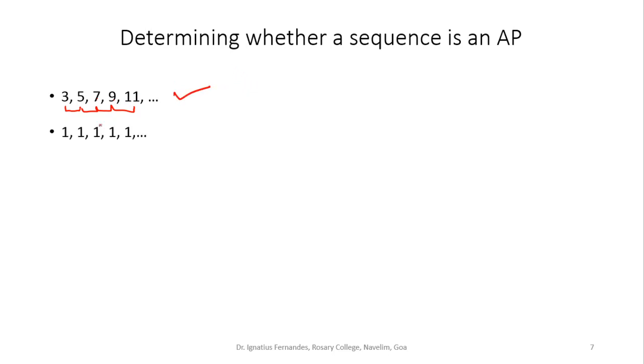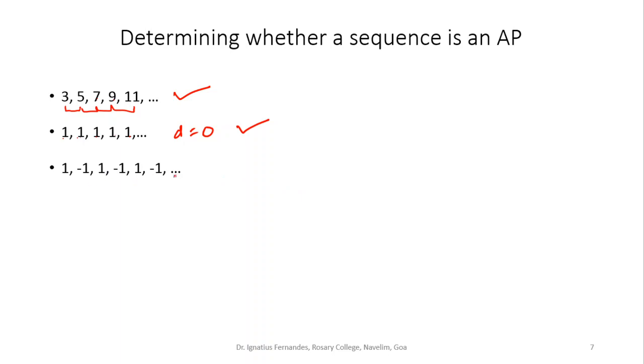The same way, is this an arithmetic progression? What will I do? I'll look at the consecutive differences. 1 minus 1, 0, 1 minus 1, 0, and so on. So the difference here is 0. So it is an arithmetic progression whose common difference is 0 and the first term is 1.